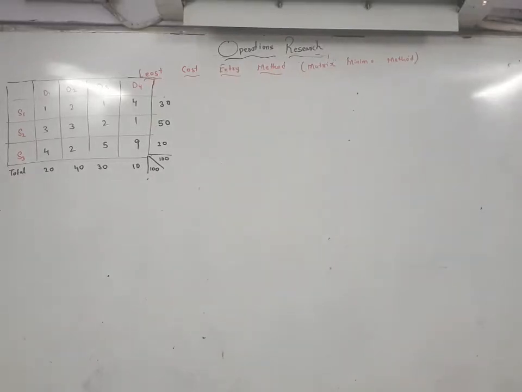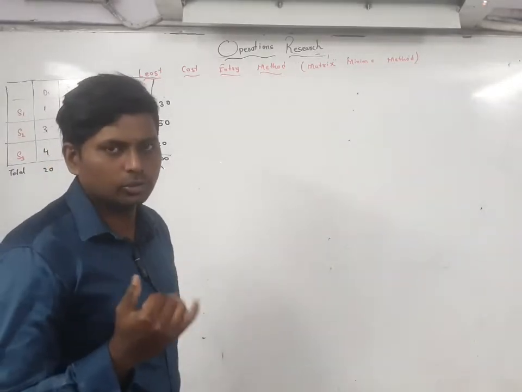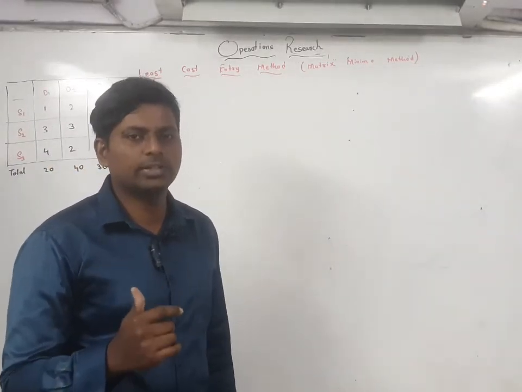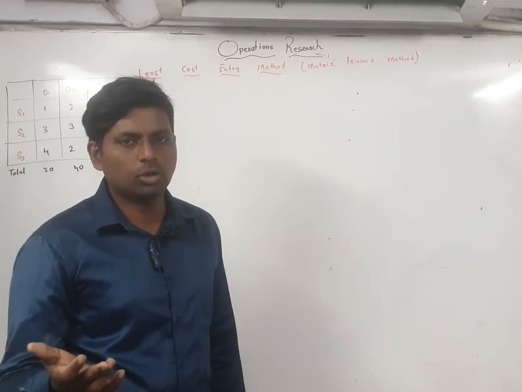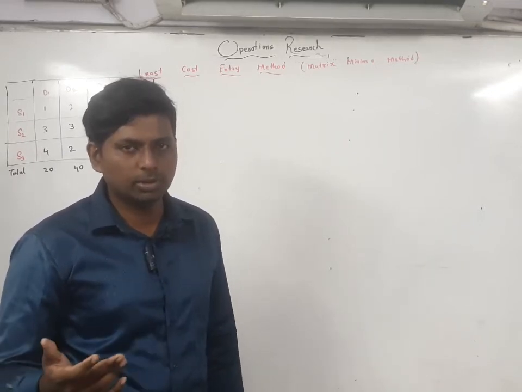Okay, hi everyone. Next is the next method. The first one, the northwest corner method, is completed. Next one is the VAM method. In the northwest corner method, 2 problems we completed. In the VAM method also, 2 problems are completed.